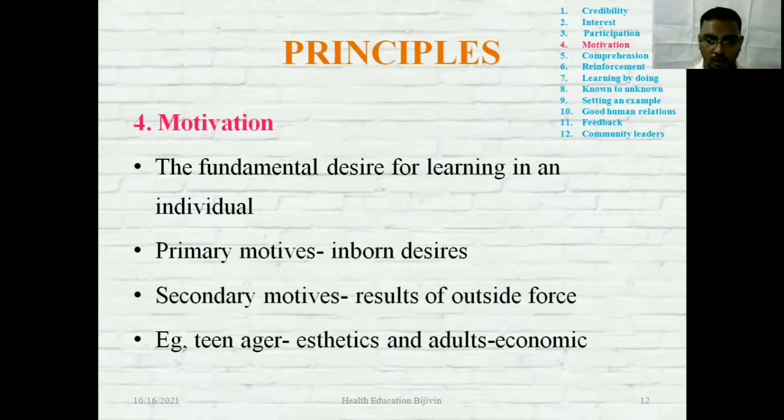Primary motive is inborn desire, and secondary motive is the result of outside forces, like a teenager's aesthetic sense. So if you are talking about aesthetic things, they'll be more motivated and listen to our lecture. And adults think about everything in terms of money and economics. That is very important. So to attract elderly people or adults, we should talk in terms of money and economy. So that gives a motivation, and that leads to accepting the concept.